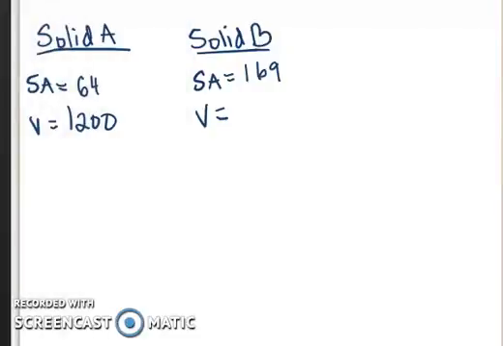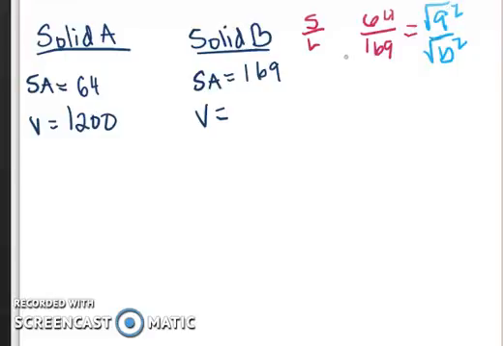Alright, given that we have solid A and B, we have the surface area, and now I want to find the volumes. Okay, well, to find the surface area ratio, we should just go ahead and put, I'm going to pick small to large again. So I got 64 over 169. Now, if you think about it, this is technically congruent to a squared over b squared. And I want to know what a and b is. So to do that, I can take the square root of both pieces. If I do that, I get 8 over 13. So this would be my scale factor.